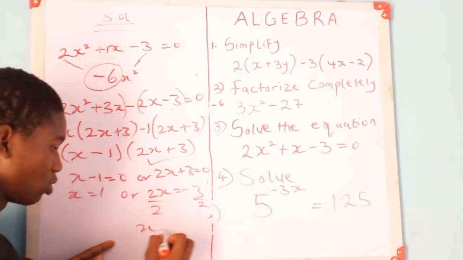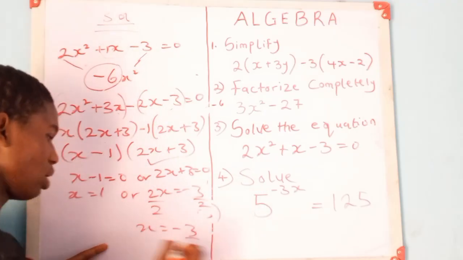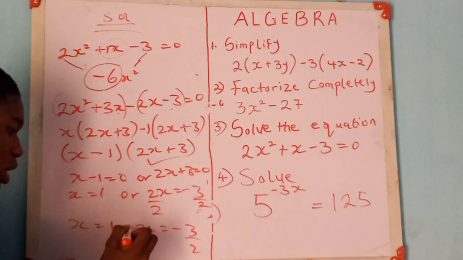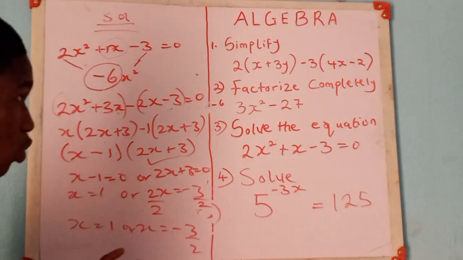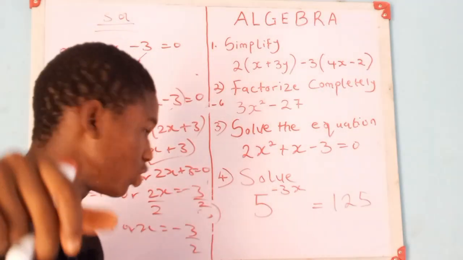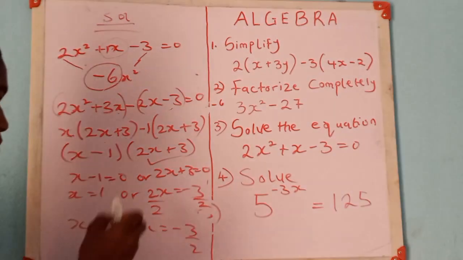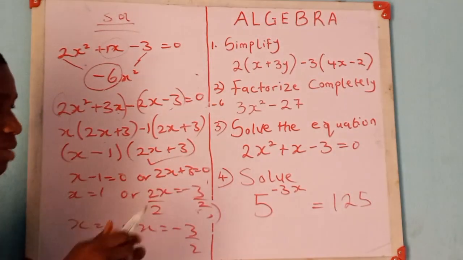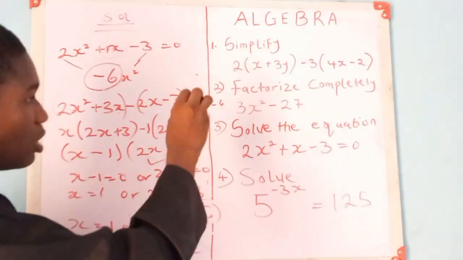So my x is then going to be minus 3 over 2, and my x is also going to be equal to 1. So now this is the root of this particular equation, if in case you are asked to find the roots of the equation. But if you are just asked to factorize, this is your final answer. So that's that for the first one, the second one, and the third one.